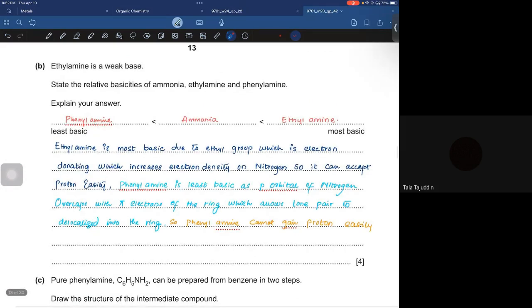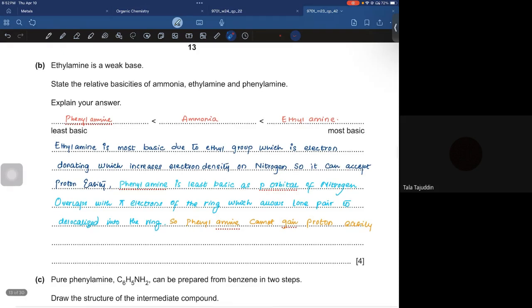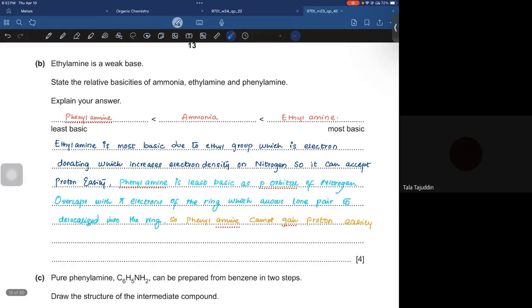Then part B says ethylamine is a weak base. State the relative basicities of ammonia, ethylamine, and phenylamine. Explain your answer. Basicities means the ability to become a base, the ability to gain a proton, the ability to accept a proton. If the base is going to accept a proton more easily, it's called a strong base. And if the base is not going to gain a proton easily, then I can say that this is a weak base.